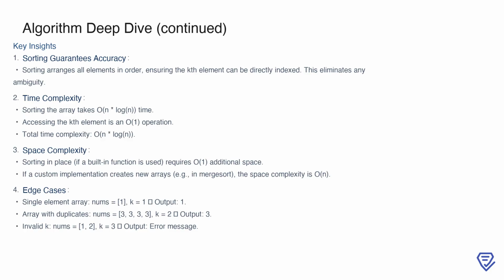For instance, with a single element array such as nums equals [1] and k equals 1, the output is 1. In arrays with duplicate values, like nums equals [3, 3, 3, 3] and k equals 2, the output remains 3. If k is invalid, such as nums equals [1, 2] and k equals 3, we should return an error message.